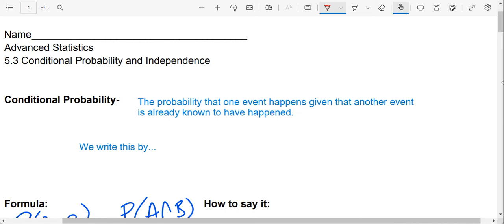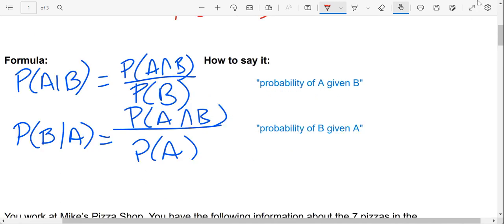We write this by doing this. It's going to be something along these lines, and it's a little normal probability and then a line between two probabilities. B is what's given to you, okay? And we're trying to find the probability of A in this case. And here's the formula, okay? This reads probability of A given B.